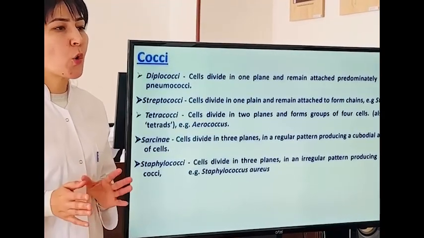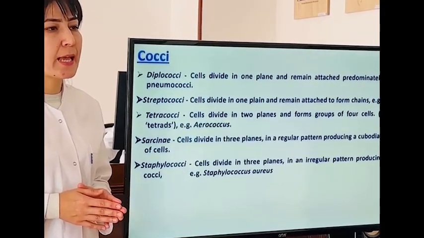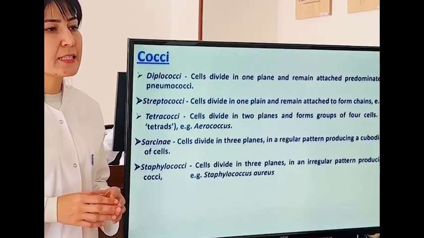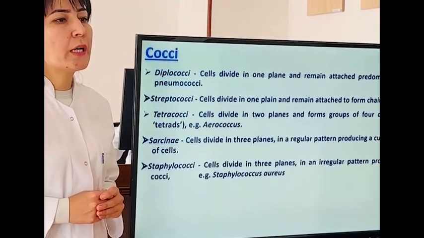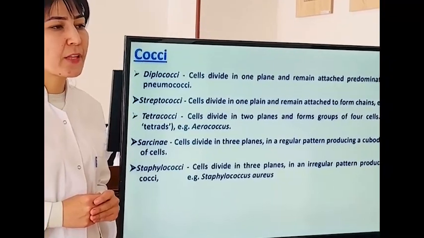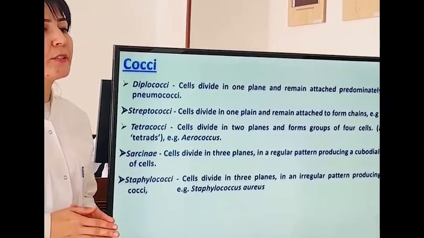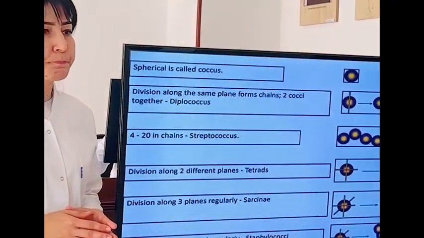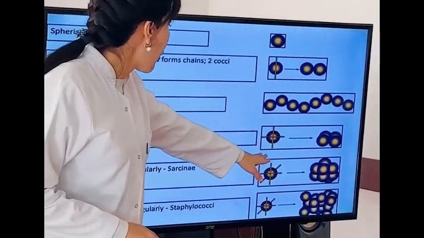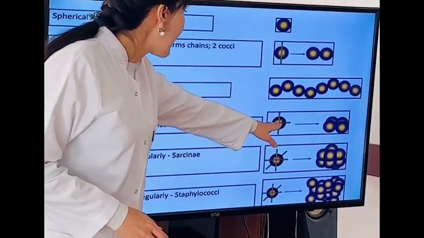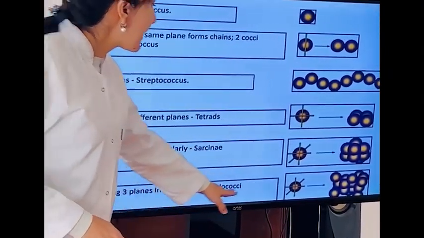Streptococcus and Tetracoccus cells divide in two planes and form groups of 4 cells. Sarcinae cells divide in 3 planes in a regular pattern, producing a cuboidal arrangement, and Staphylococcus cells divide in 3 planes in an irregular pattern, producing bunches of cocci. Here we can see Monococcus, Diplococcus, and Streptococcus, and division along the Tetracoccus, and for example Sarcinae and Staphylococcus.